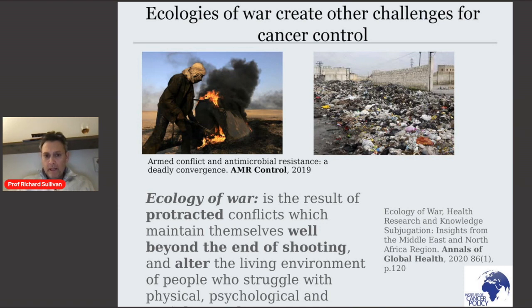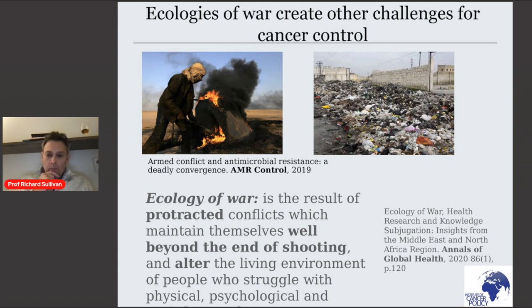We've known now for many years that conflict ecosystems, toxification of the environment is leading to increased antimicrobial resistance. Of course, that has a knock-on effect. We take for granted the ability to treat sepsis and cancer. In many parts of the world in conflict settings, the levels of AMR are incredibly high, and that adds on a layer of complexity to cancer care and control that we don't see in other places.